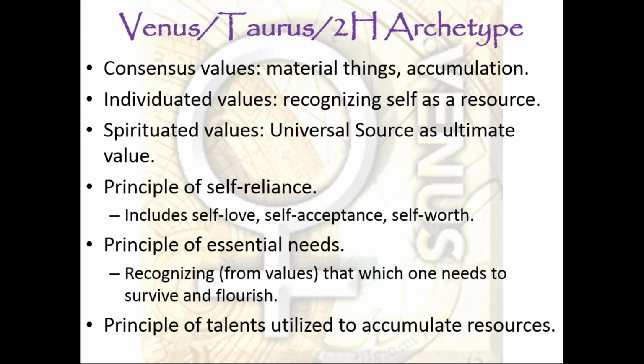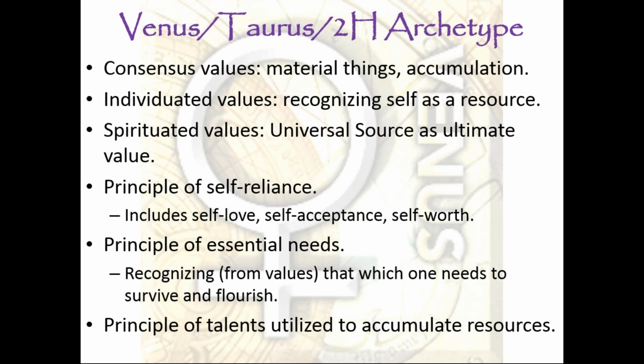And as we expand into the spirituated state of consciousness, our values then become the ultimate value, which is recognizing universal source as the ultimate value and the ultimate resource that we have in the universe. It also means then that a relationship with universal source, an inner relationship and inner connection with universal source, is where everything that manifests ultimately comes from.